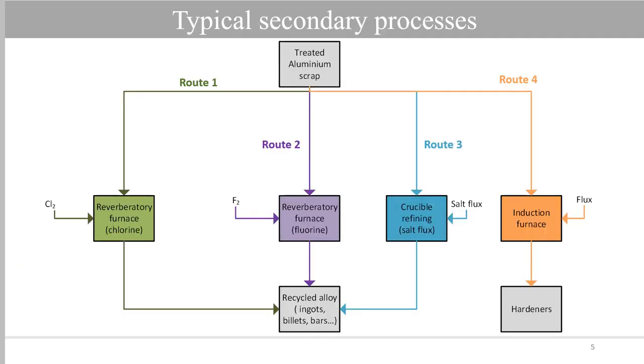So typical secondary processes for demagging are depicted here. You can see different routes that can be taken. The fourth route is mainly getting another alloy through the use of hardener elements. The other routes mainly involve reverberatory furnaces that are used to melt the scrap, and in which you can inject a gas that can be either chlorine or fluorine. This can be used to oxidize the magnesium in the scrap, so we can effectively remove it and form a molten salt. Another route is, instead of using a gas, we can use a salt flux in a crucible furnace to remove the impurities in the scrap.